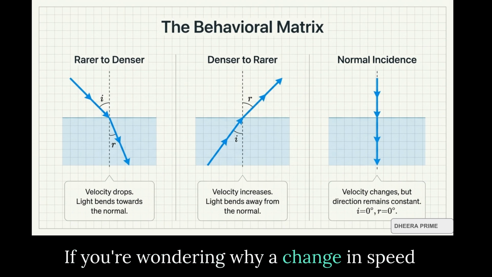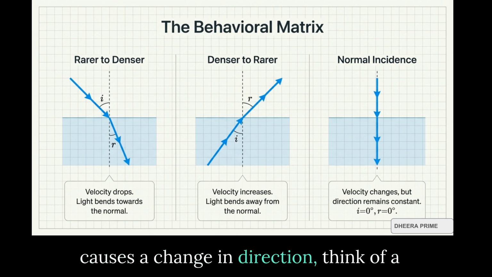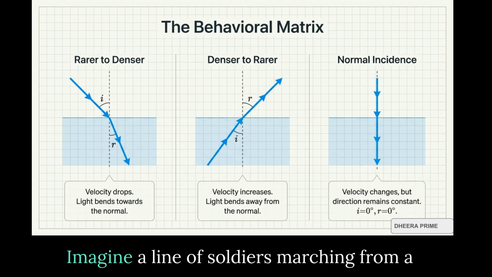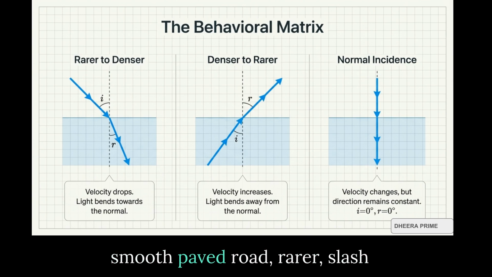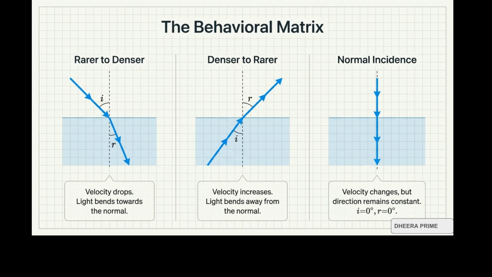If you're wondering why a change in speed causes a change in direction, think of a marching band. Imagine a line of soldiers marching from a smooth paved road, rarer/fast, into a thick, muddy field, denser/slow, at an angle. The soldiers on the right hit the mud first. They slow down immediately. The soldiers on the left are still on the pavement, moving at full speed. Because one side is moving faster than the other for a split second, the entire line pivots. That pivot is exactly what light does.